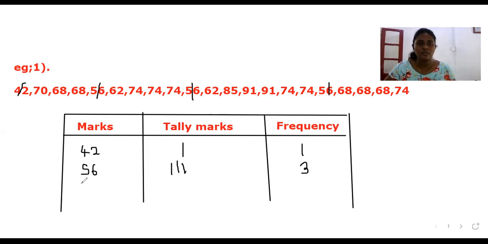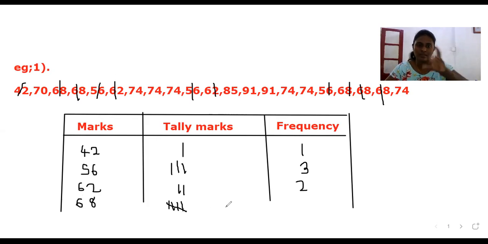So like that, the next number will be 62. We have 62 only two times. Then the next number will be 68: 1, 2, 3, 4, 5. We have 68 five times. You know, when we draw tally tables, we have to make a bundle when we have 5 terms. Then after that, the next number, 70, we have only one time.